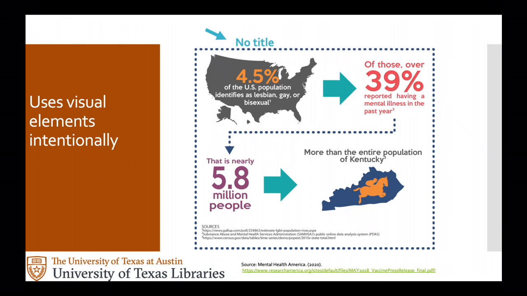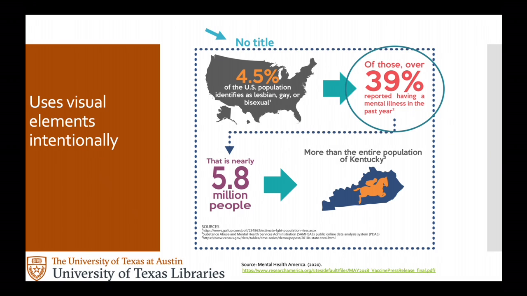Okay, first, there's no title. Then the U.S. is depicted here as a gray map, and it says 4.5% identify as lesbian, gay, or bisexual. That's fine, but it might have been more meaningful to say how many people that was, or the creator could have used a different color to show what 4.5% of the population would represent.